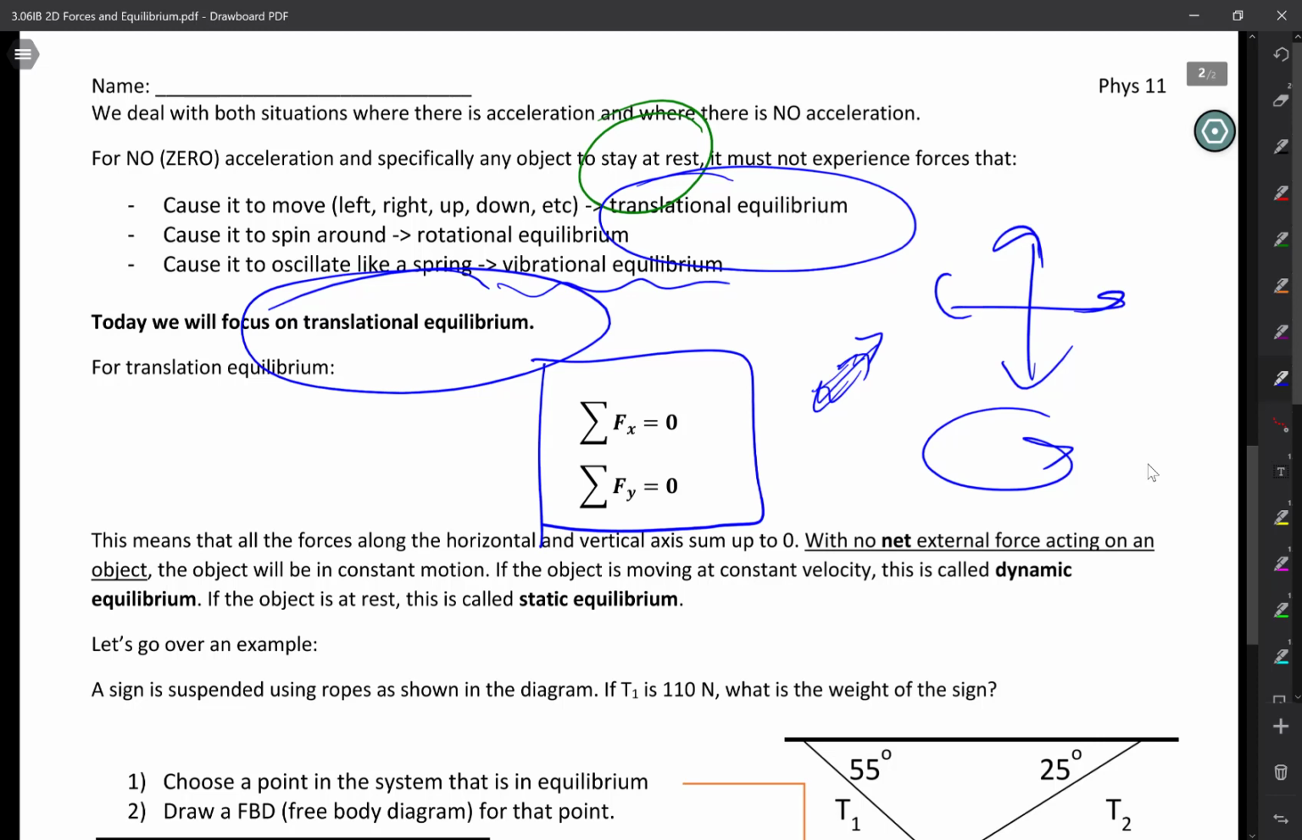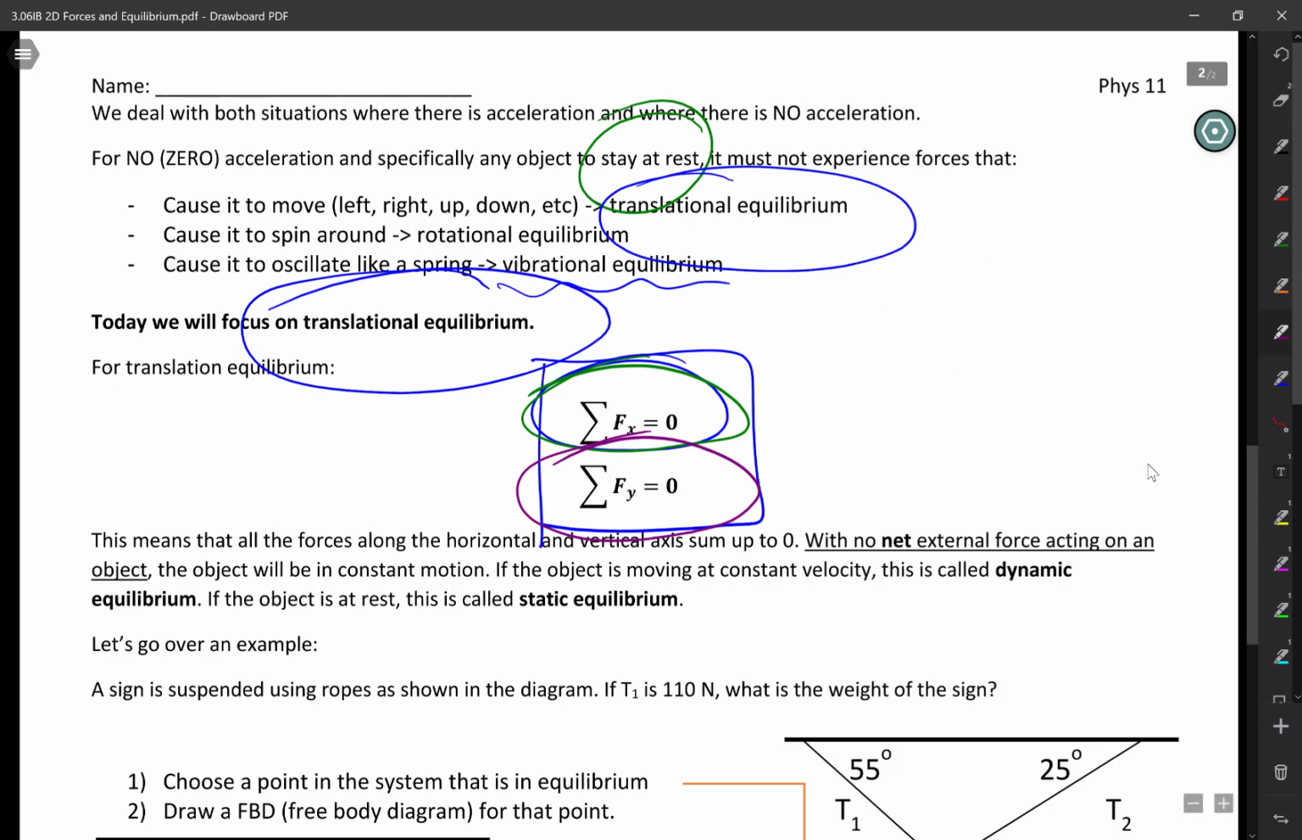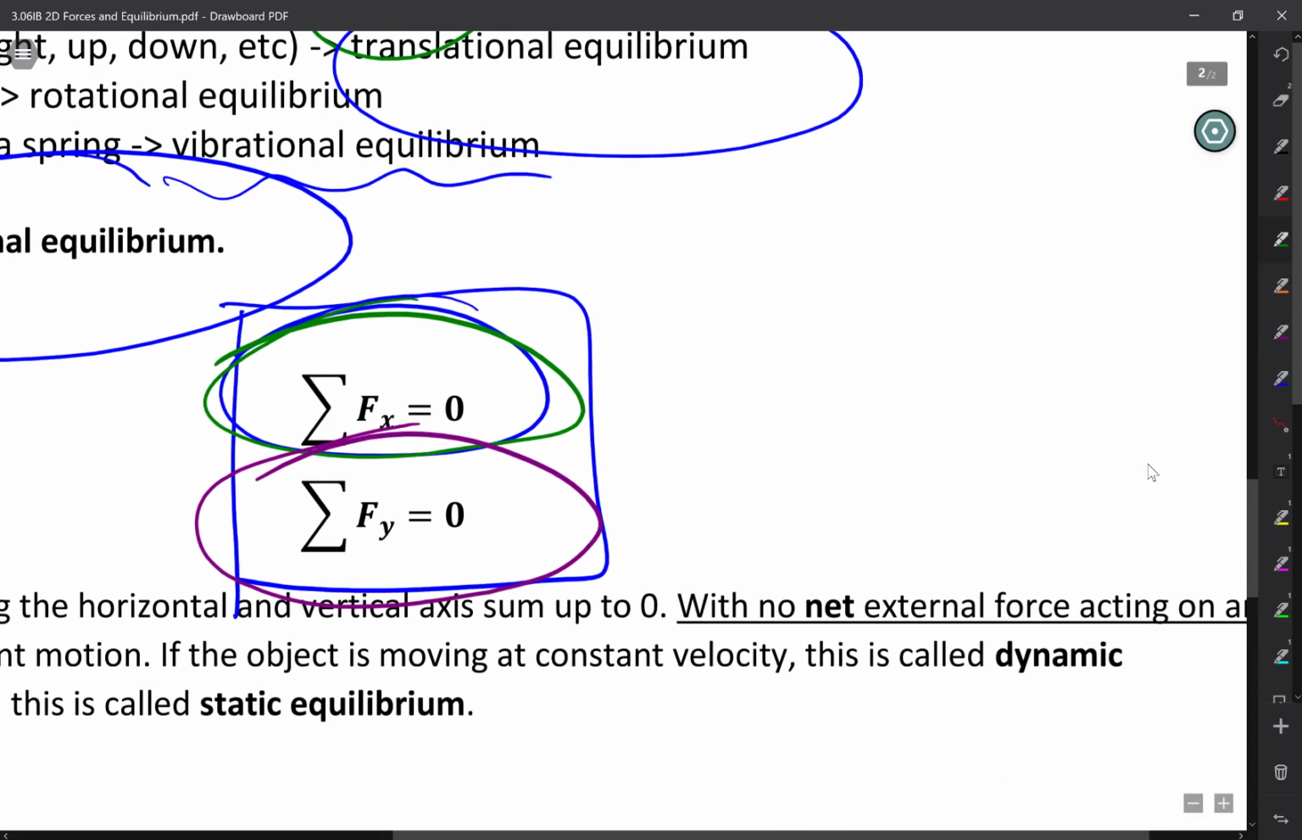And since we are only looking at a 2D plane, we will look at two axes: the sum of the forces in the x direction equals 0, and then the sum of the forces in the y direction equals 0 as well. Here is a little shorthand I can show you. If you take a look at the x direction, I'm going to assume this is left and right.